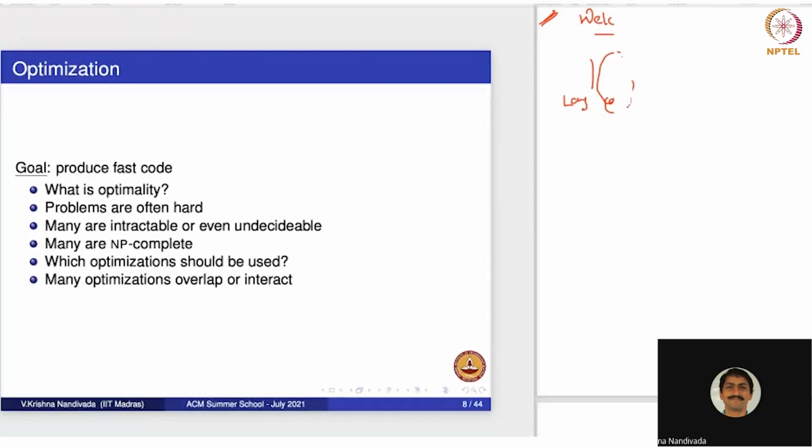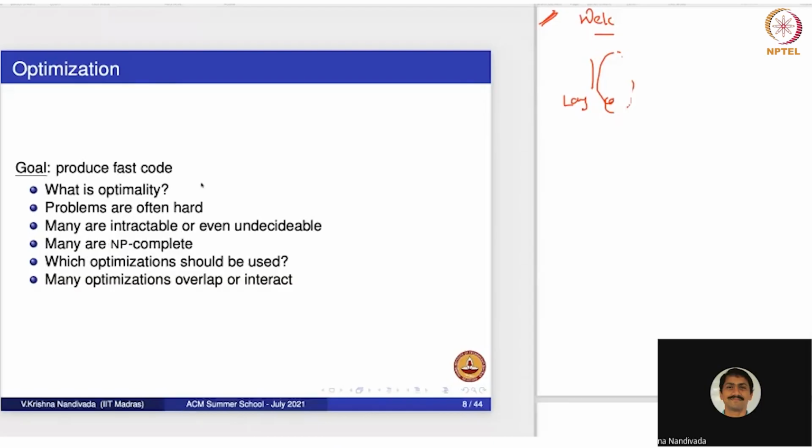There are other factors also we may care for. Time, space, energy, power. There are many such factors. And we are not talking about optimum code. Okay. We are not talking of the most optimum code. Many of the problems are hard here. Some are even undecidable. See, there are so many optimizations.